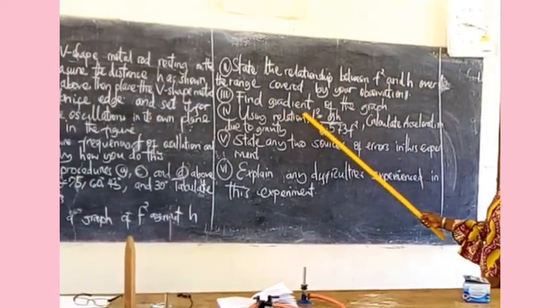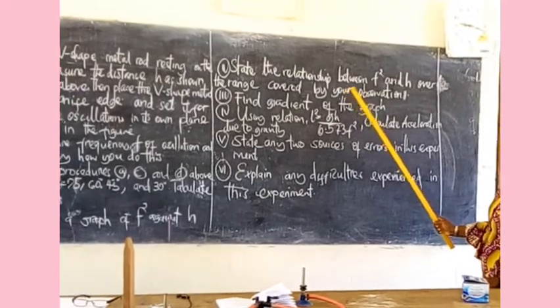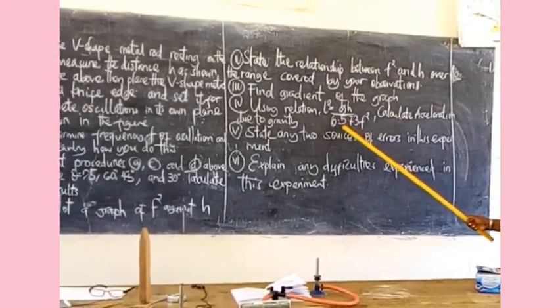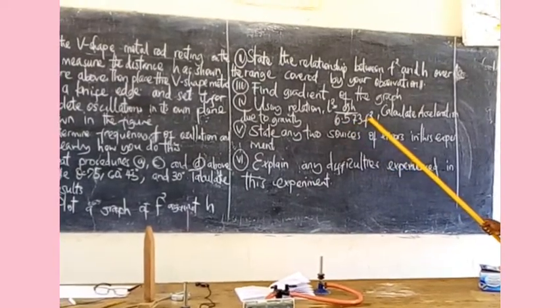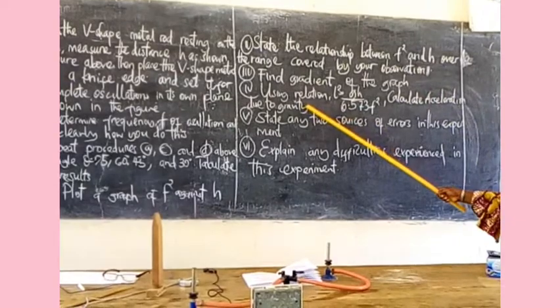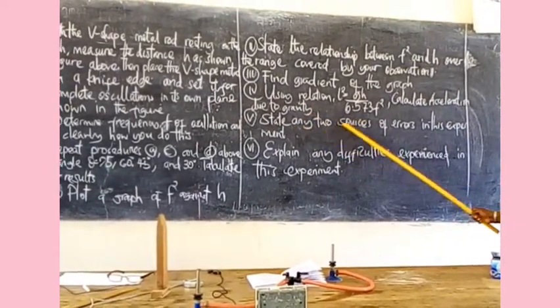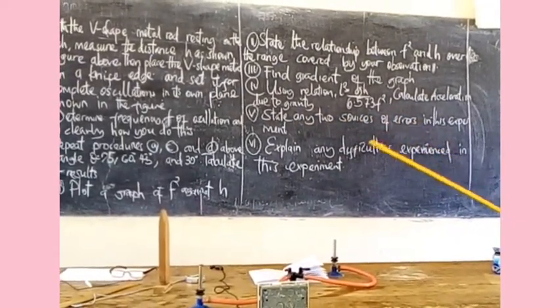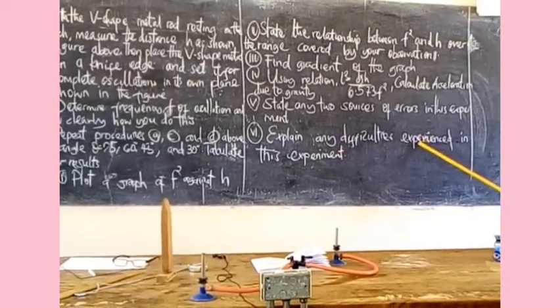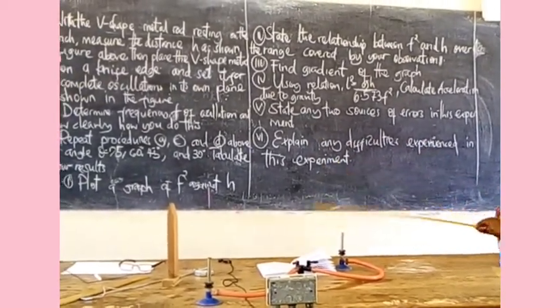Find the gradient of the graph using the relation L squared is equal to GH over 6.573 F squared. Calculate acceleration due to gravity. State any two sources of errors in this experiment. Explain any difficulties experienced in this experiment.